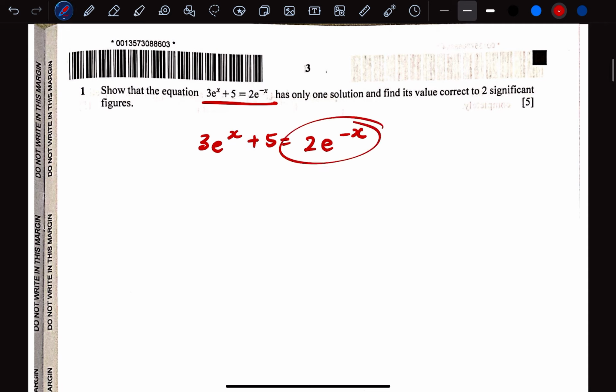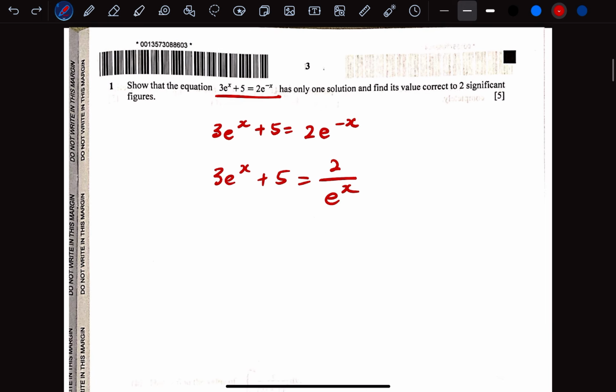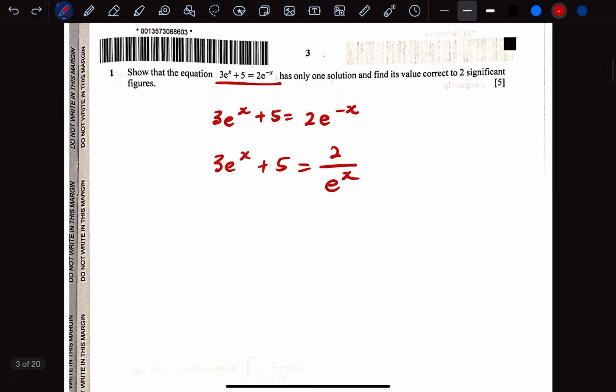Right, this e to the power of negative x, what I'm going to do with it is change it to positive powers, meaning just e to the power of x, like so. And here you can see that I have e to the power of x here and e to the power of x here. Why not we use the method of substitution to help us see it better? I will let e to the power of x be y. And from here we can see this just becomes 3y plus 5 equals 2 over y.